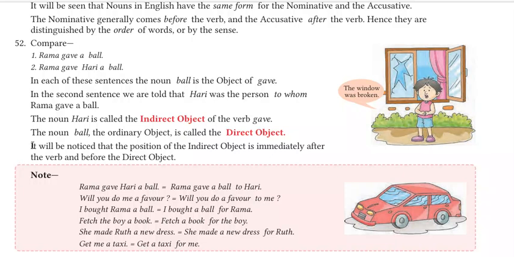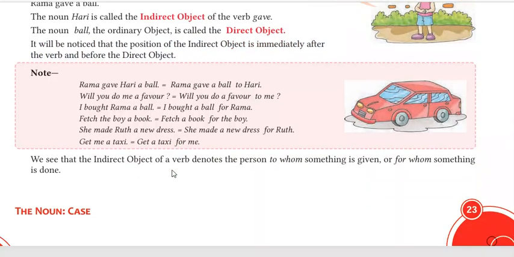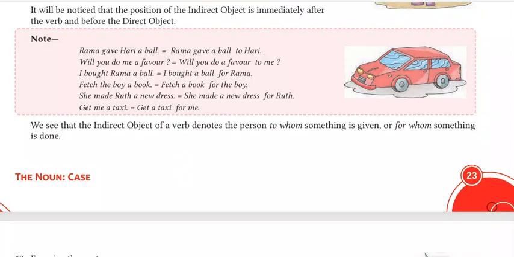One way is that it will be noticed that the position of the indirect object is immediately after the verb and before the direct object. Let's move ahead and see some more examples. Rama gave Hari a ball. Rama gave a ball to Hari. So they both are the same.